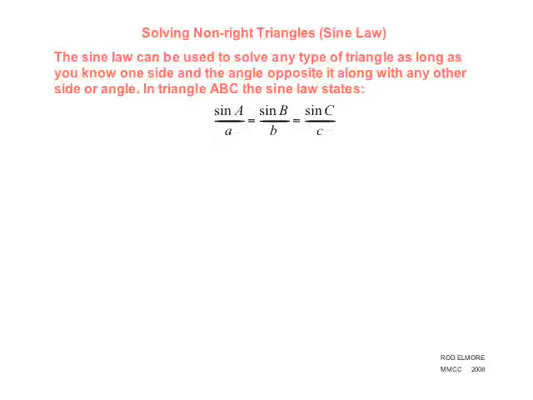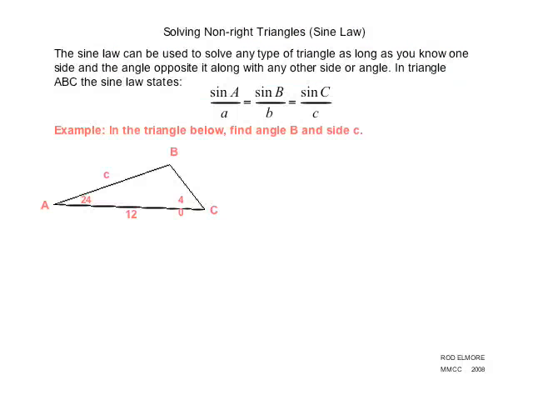So you can see why you would need to know one angle and a side opposite. That would give you one of these fractions. And then if you knew any other part, then you could solve that little equation. Example, in the triangle below, find angle B and side c.